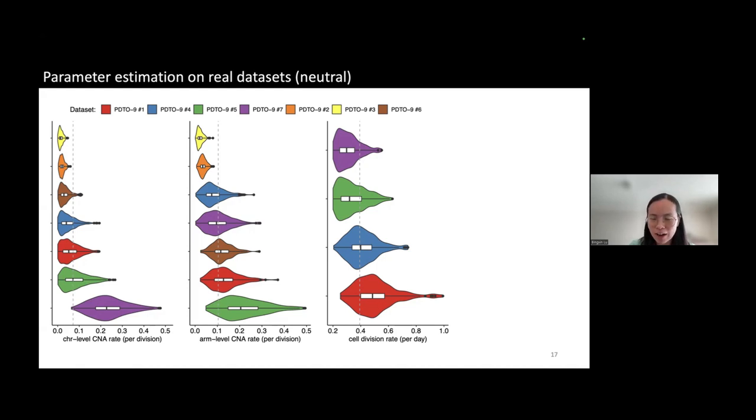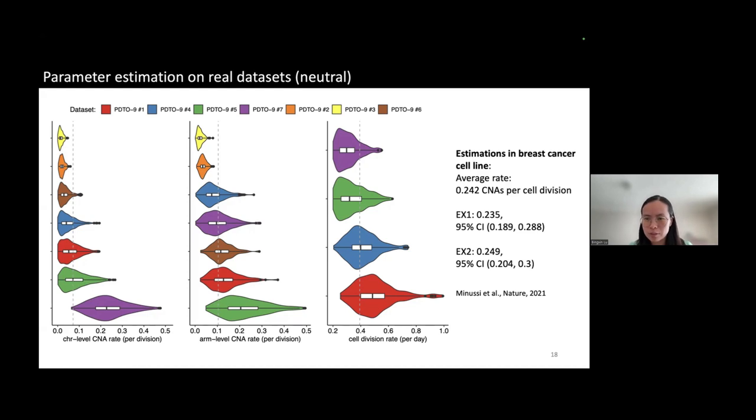This is relatively high, and this is also consistent with the estimations from another study using breast cancer cell line data. They suggest the average rate is about 0.24 CNAs per cell division. This suggests a quite high CNA rate in general.